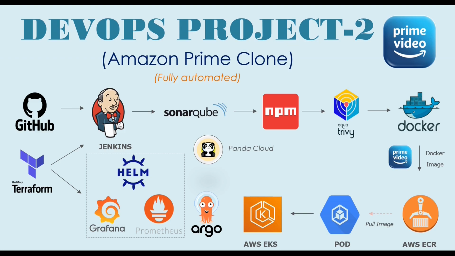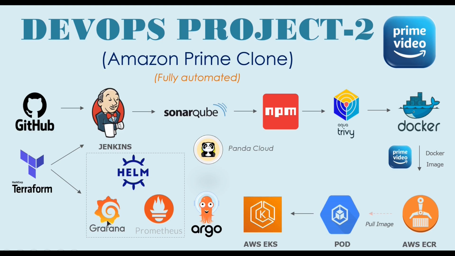So in the previous DevOps project number 1, we had seen how to deploy it with the help of deployment and service manifest. So this time we are doing it a bit differently. We will be using ArgoCD as a continuous delivery tool, and we will be deploying our Amazon Prime application. Also, we will be using Helm.